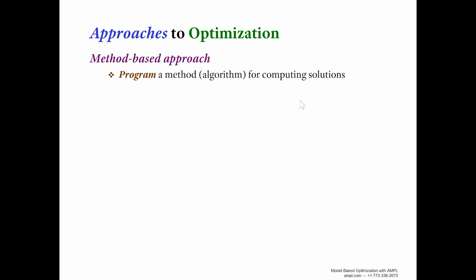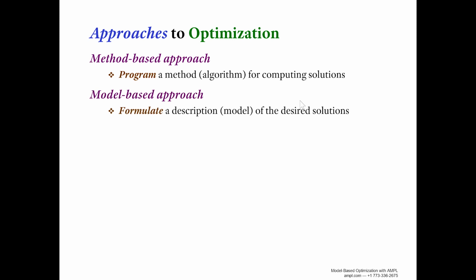So now let's look at optimization, mathematical optimization generally. And I'm going to contrast two approaches: a method-based approach, where we program a method or algorithm for computing solutions, to a model-based approach, where we formulate a description or a model of the desired solutions. So the question is, which should you prefer? And to answer that, we have to look more carefully at these things.